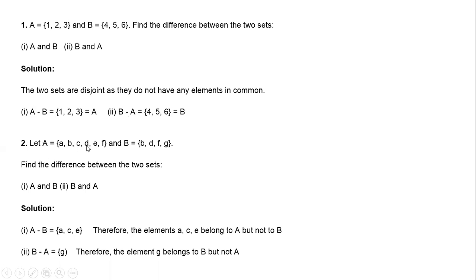Similarly, A is equal to A, B, C, D, E, F, and B is equal to B, D, F, G. Find the difference between the two sets, A minus B and B minus A. Now, are these two disjoint or not disjoint? Anybody? In example 2, hello students, unmute yourself. In example 2, A and B, are these two disjoint or not disjoint?